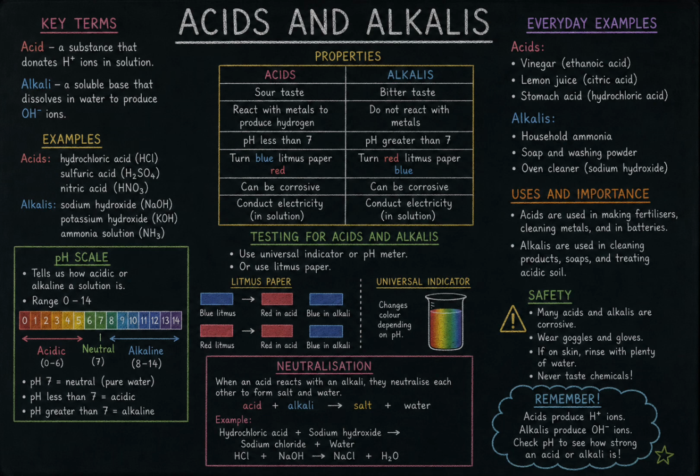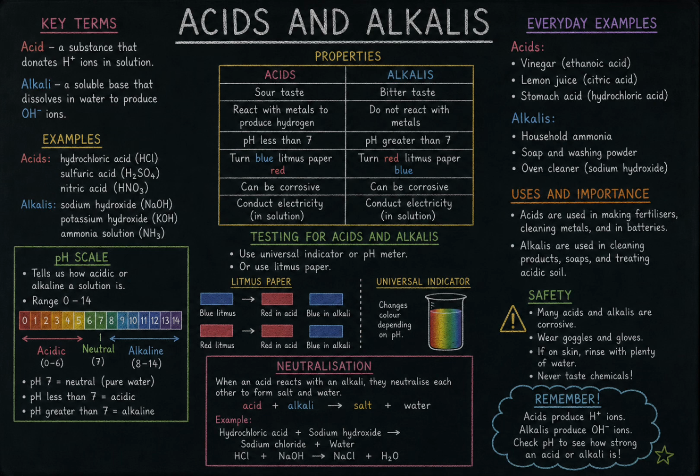The pH scale. The pH scale runs from 0 to 14. pH tells us how acidic or alkaline something is. pH less than 7 equals acid. pH 7 equals neutral. pH greater than 7 equals alkali. Pure water has a pH of 7. The lower the pH, the stronger the acid. The higher the pH, the stronger the alkali.